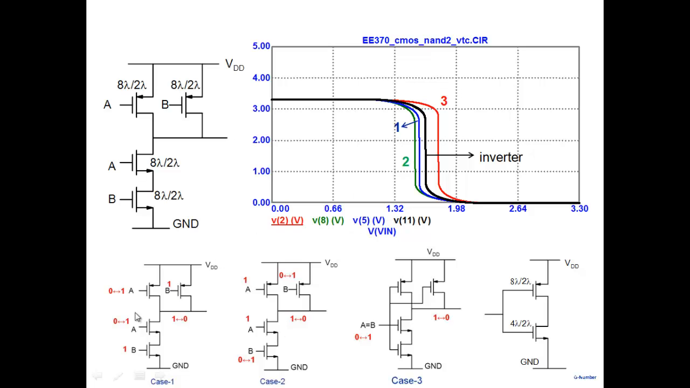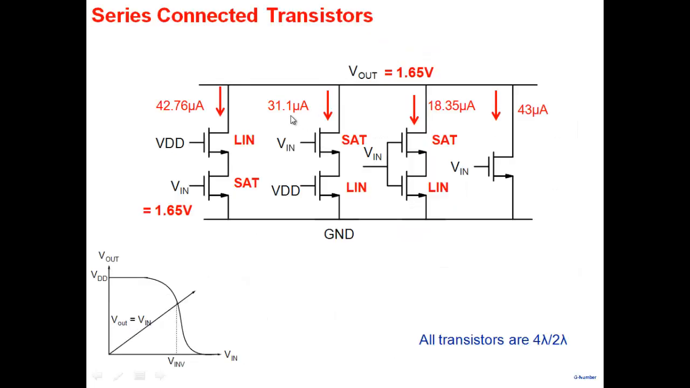Case number 1 is more complicated. See, the current is 31.1. It requires more. You can't simply replace the 2 transistors by 1 transistor with either double or the same size here. It's more complicated here. It requires more analysis here.